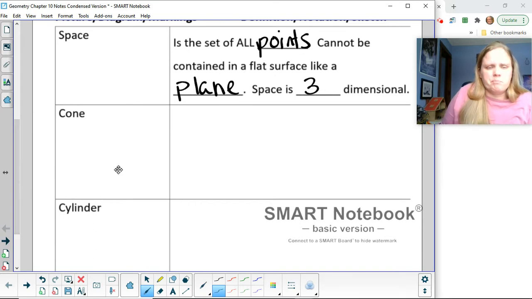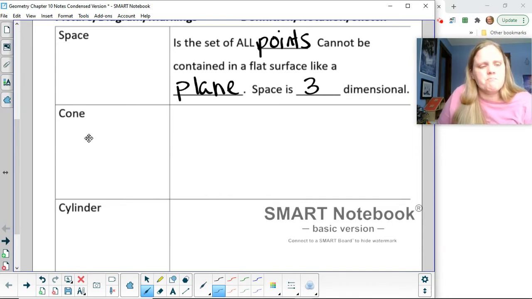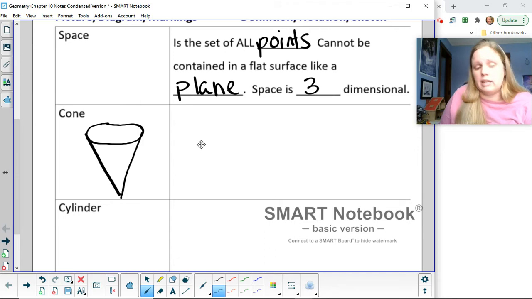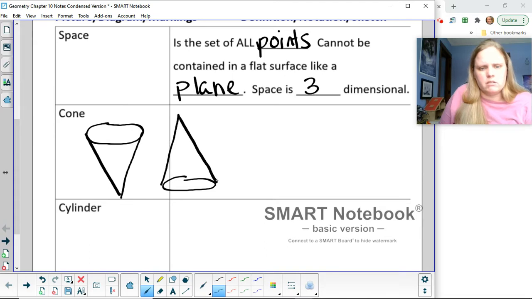All right, now cone. We can describe it and we can draw it, so we might want to do both. Depending on your art skill level, this might look really terrible, and that's okay, but just give it your best shot. So a cone has a circular base, and then it goes to a point. And notice I drew my cone like an ice cream cone, but you might also draw it as, I don't know, an elf hat.